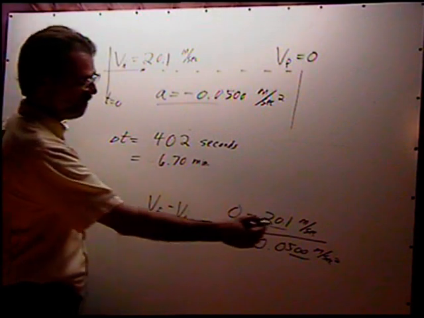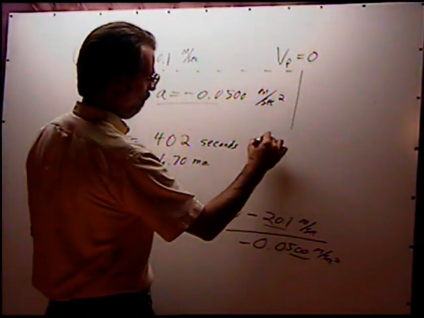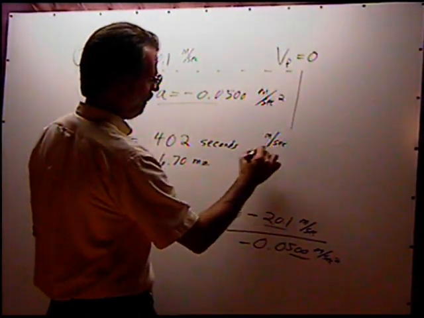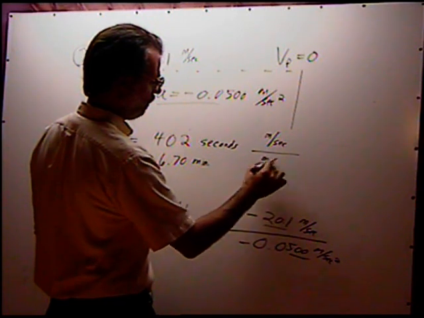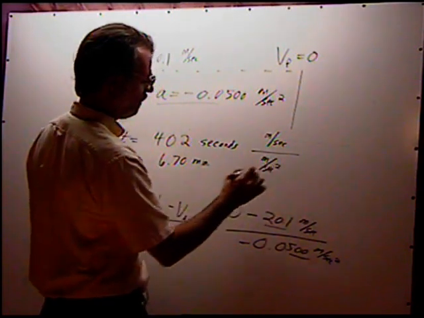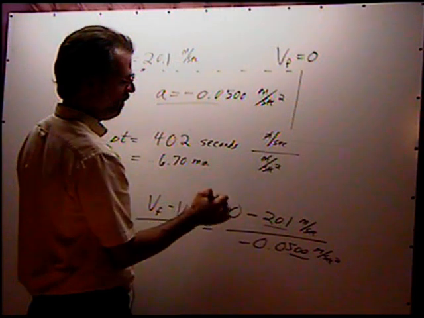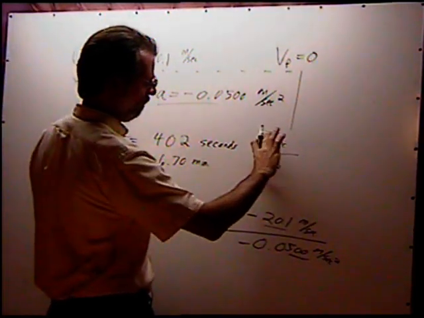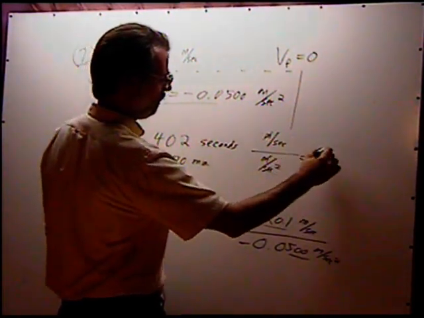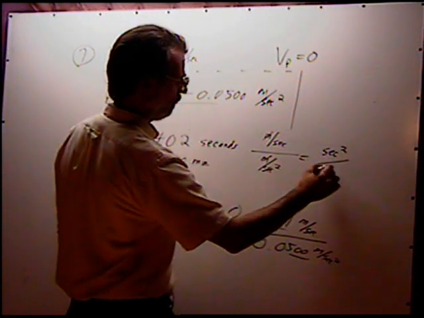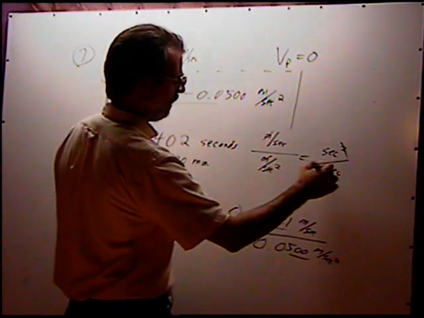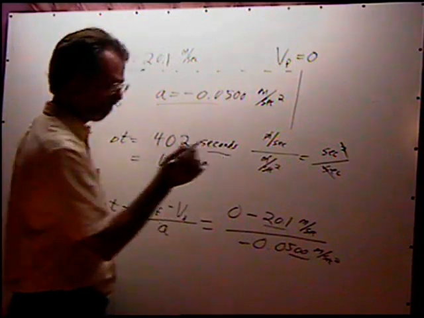And notice the units. We have meters per second divided by meters per second squared. Notice that the meters cancel out. What we have left is actually seconds squared over seconds. One of these cancels out and you're left with seconds.